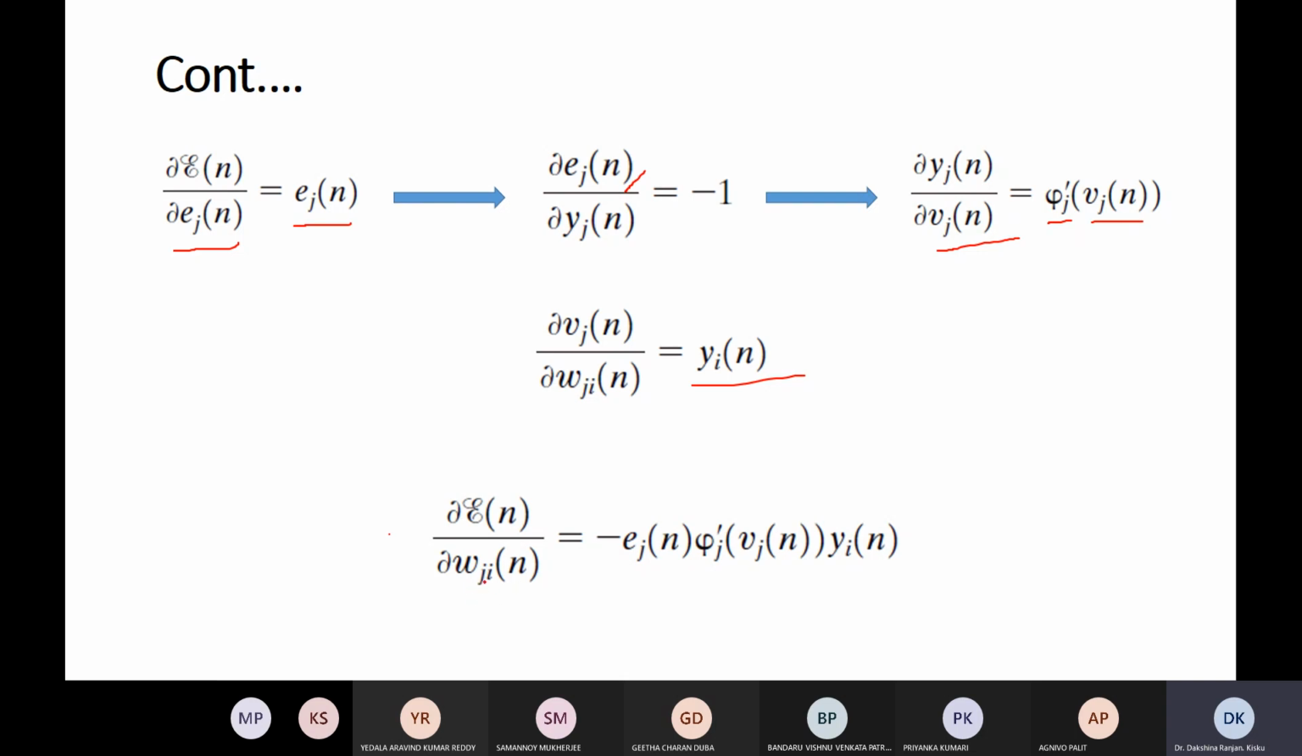So what does ji mean? ji means the link from input neuron i to output neuron j. This may be found between the input layer and hidden layer, or between the hidden layer and output layer. So we can consider these links, which can be represented by these two indices ji. When we combine the results of all these derivatives, we get the derivative of the function f of n with respect to the weight.